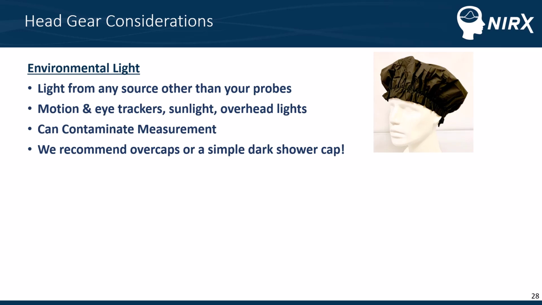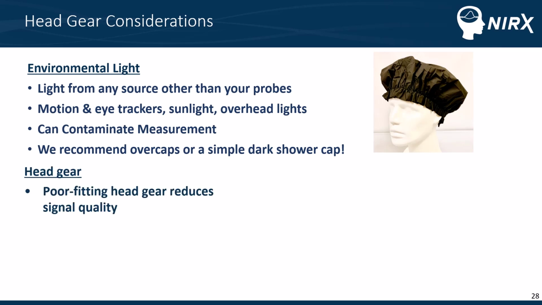One of the major ways in the setup we can avoid environmental light interference is using a simple, opaque overcap or a shower cap. Overcaps are provided by NIRx. They have zippers on the sides, but if you don't have them, you can also just purchase a $3 shower cap from your local beauty store. As long as it's opaque, it'll do the trick. There are other aspects of our hardware that work to keep out environmental light, and we'll talk a little bit about that later on.